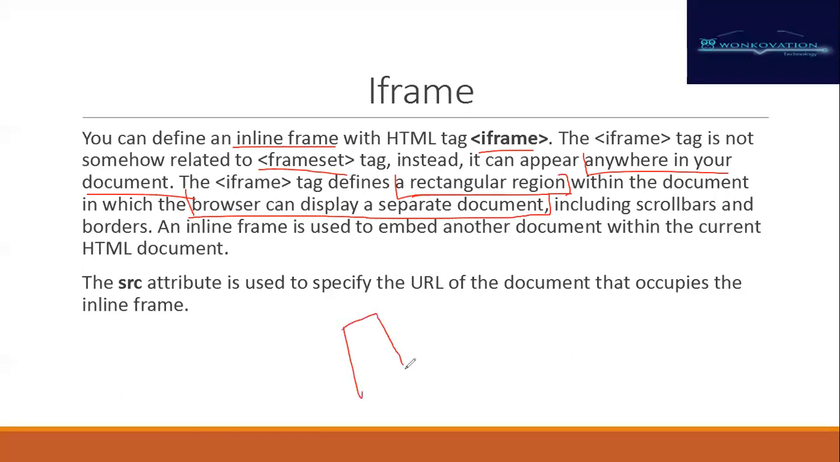Earlier, what the frame was doing was putting a hole on the screen. But what will iframe do? It will put a frame somewhere over here, or somewhere over here, like an inline frame only. So it will not cover the whole web page, and it includes scroll bars and borders. An inline frame is used to embed another document in the current HTML document. So what are the attributes? We use src, the source attribute, which specifies the URL of the document that occupies the inline frame.